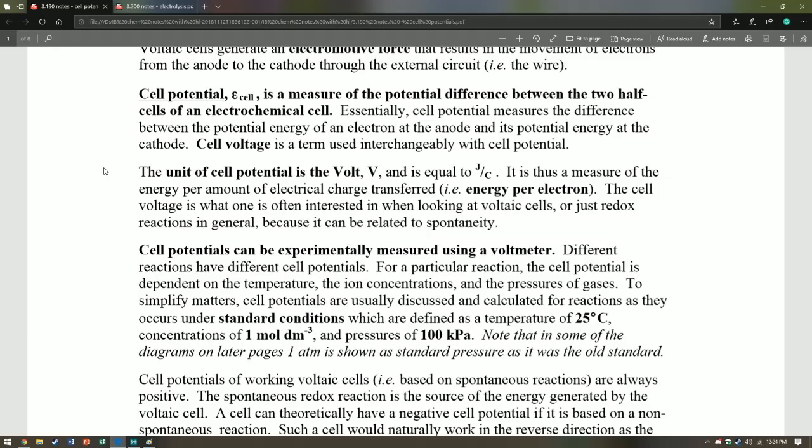Or more for physicists that's probably more useful, but for chemists it would be more appropriate to say how much energy is transferred per electron, and it's related to delta H. It's not delta H, but it's related. There's probably some relation there.